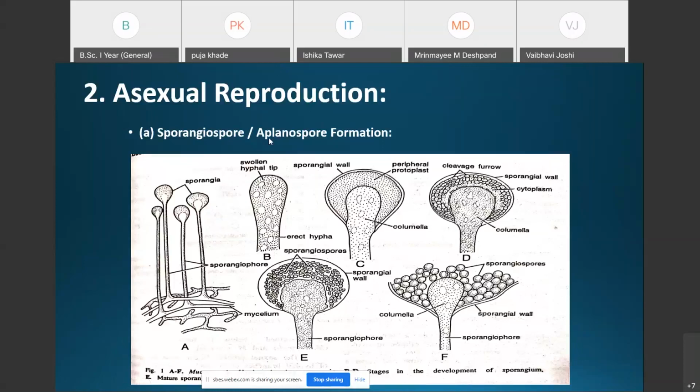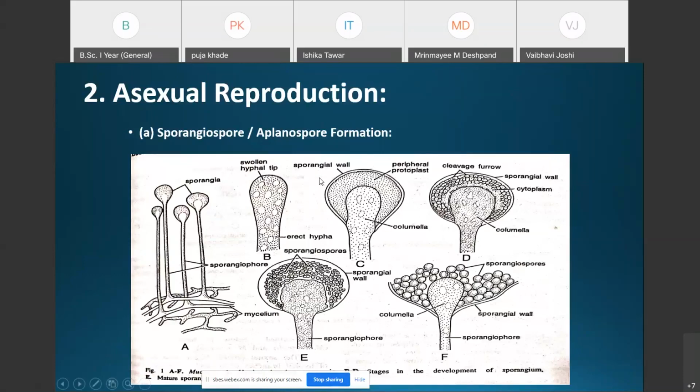Then the swollen tip gradually enlarges in size and later develops into the sporangium. Towards maturity, the content of the tip region gets differentiated into the distal multinucleate, densely cytoplasmic spore plasm.